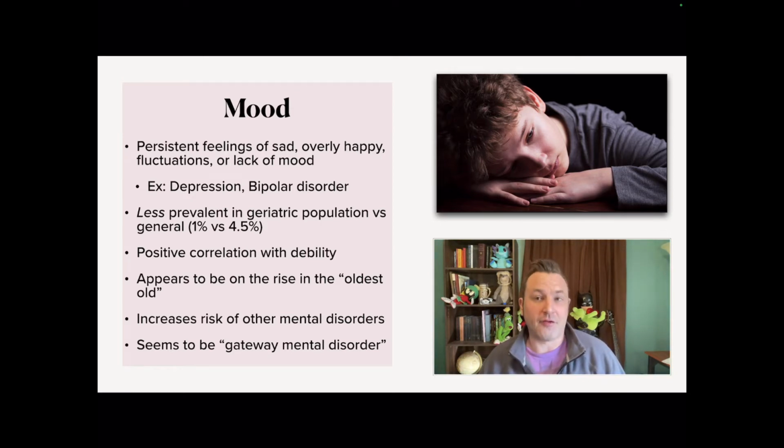The examples are depression and bipolar disorder. This is maybe the only good news the geriatric population will get in this class. It's less prevalent in the geriatric population than it is in the general population. It's about 1% of geriatrics versus 4.5% in the general group. And then we go downhill. There's a positive correlation between depression and debility, both ways. People with debility have a tendency toward depression. People who are depressed have a tendency to also have some debility issues.